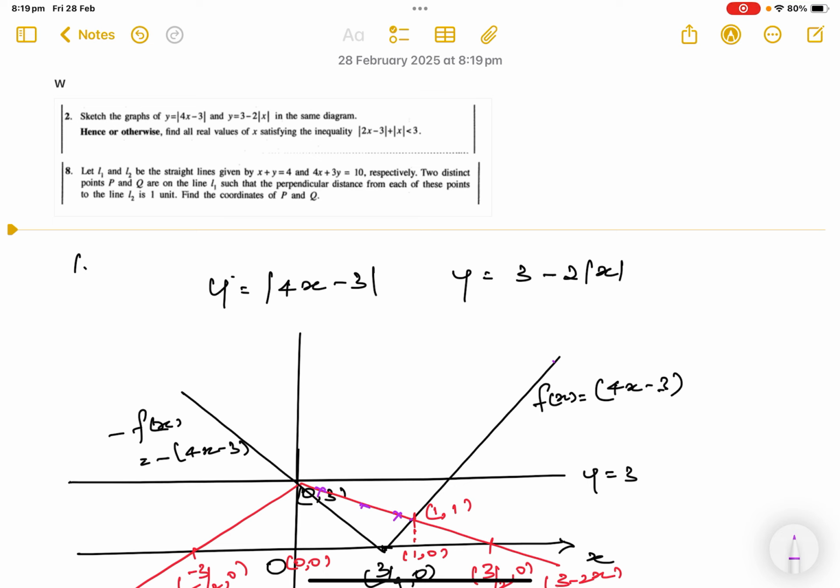Let L1 and L2 be the straight lines given by x plus y equal 4 and 4x plus 3y equal 10, respectively. The two distinct points P and Q are on L1 such that the perpendicular distance from each of these points to the line L2 is 1 unit. Find the coordinates of P and Q.